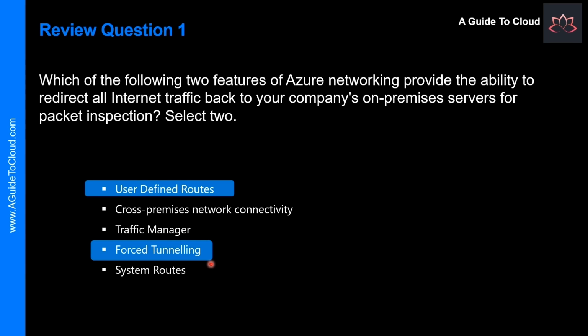You can use forced tunneling to redirect internet-bound traffic back to your company's on-premises infrastructure. And forced tunneling is commonly used in scenarios where organizations want to implement packet inspection or corporate audits. And forced tunneling in Azure is configured via Virtual Network User-Defined Routes, or UDR.